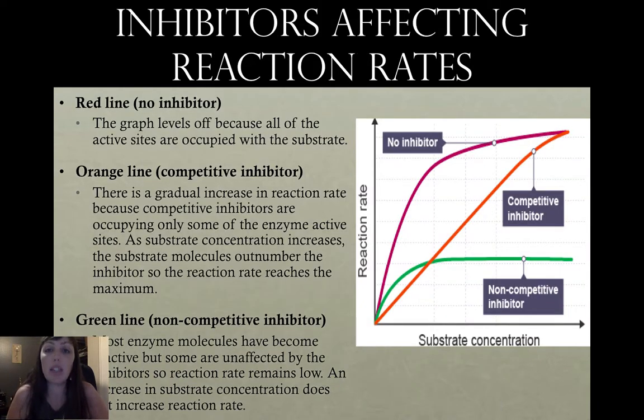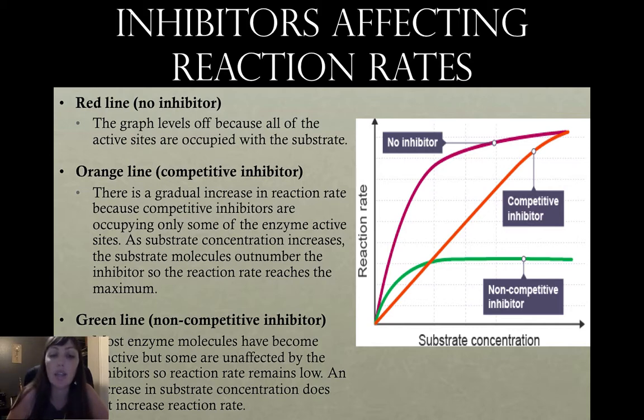Okay, so inhibitors affecting reaction rates. If you look at this model, the red line represents a reaction with no inhibitor. Okay, so the graph levels off because all of the active sites are occupied with the substrate. Okay, the orange line shows a reaction with a competitive inhibitor. This is a gradual increase in reaction rate because the competitive inhibitors are occupying some of the enzyme active sites and not all of them. So as substrate concentration increases, the substrate molecules outnumber the inhibitor and the reaction rate will eventually reach its maximum.